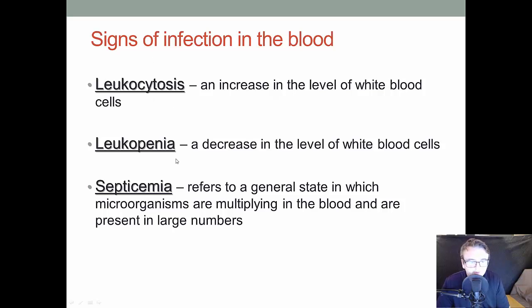Leukocytosis and leukopenia would be analyzed with a complete blood count, or a CBC, whereas septicemia is generally analyzed through a blood culture, looking to see what types of pathogens may grow on a culture. Things like selective and differential media can be used to distinguish pathogens from non-pathogens.